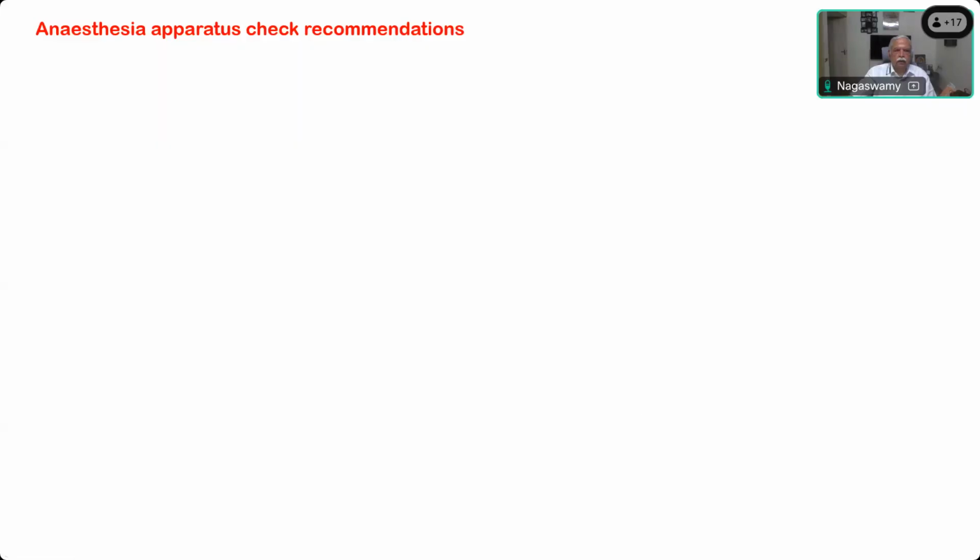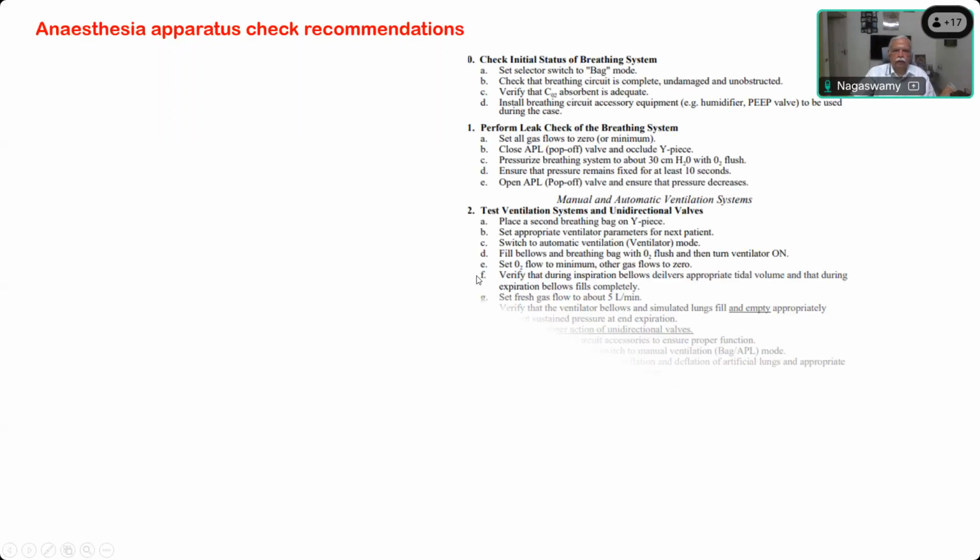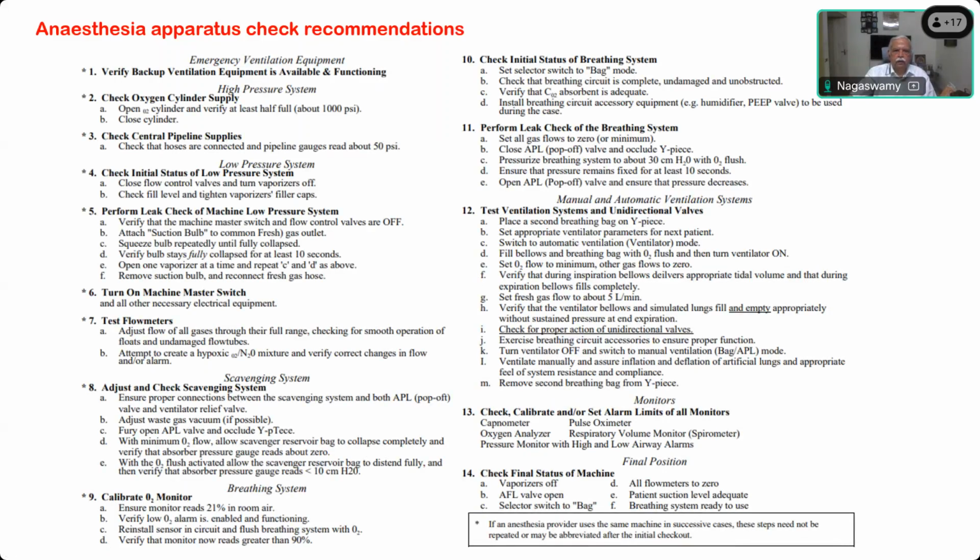So anesthesia apparatus check recommendations are: this is available emergency ventilation equipment. That is the first and foremost thing everything describes, and this is what she mentioned about the various checklists that is followed. Verifying backup ventilator equipment available. So here they describe this as high pressure system, low pressure system. Of course, intermediate pressures are also there.